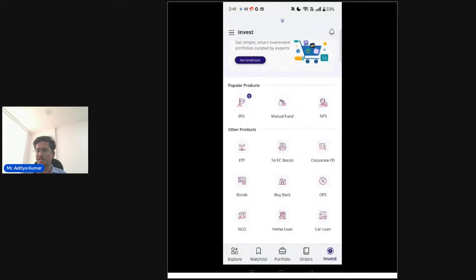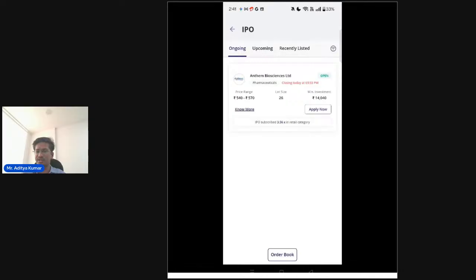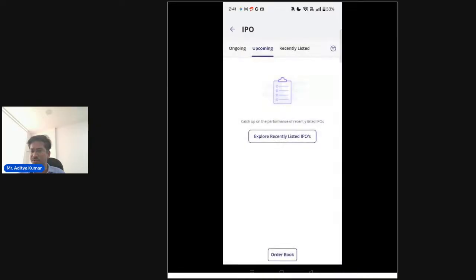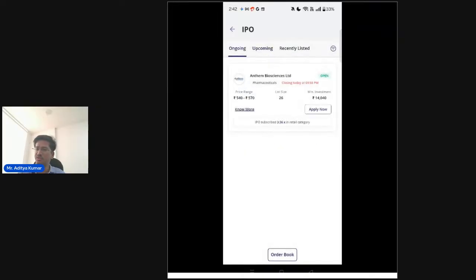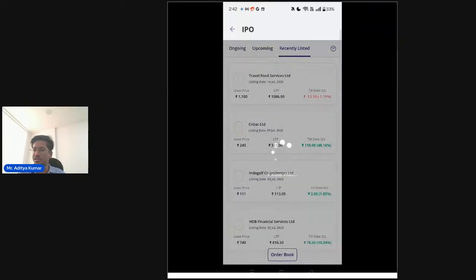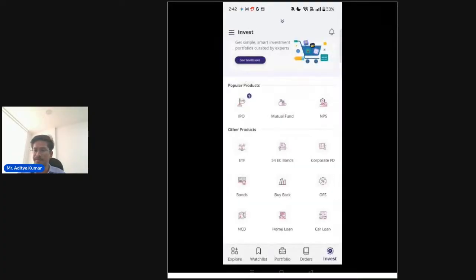We have IPOs right here. IPOs, or initial public offerings, allow you to invest in companies that are going public for the very first time. You can see the ongoing IPOs, the upcoming ones, and the recently listed ones on the stock exchange. So here you can get a brief overview of the IPOs, and if you want to invest in any IPO or are just waiting for one, you can see it here.